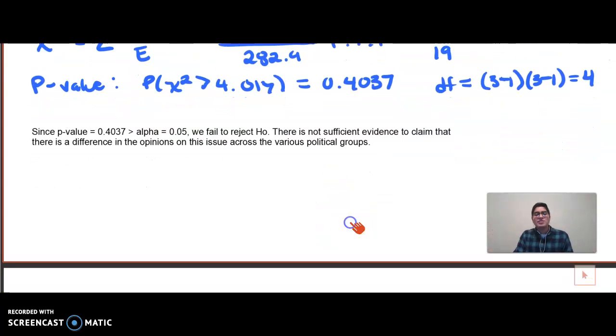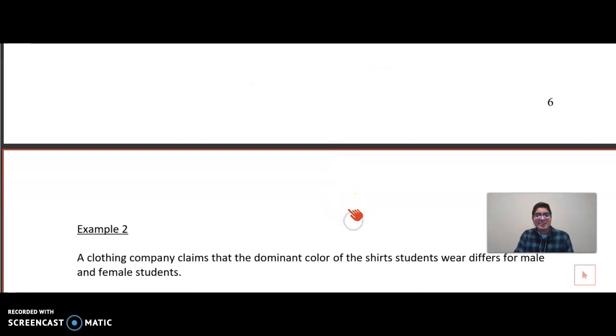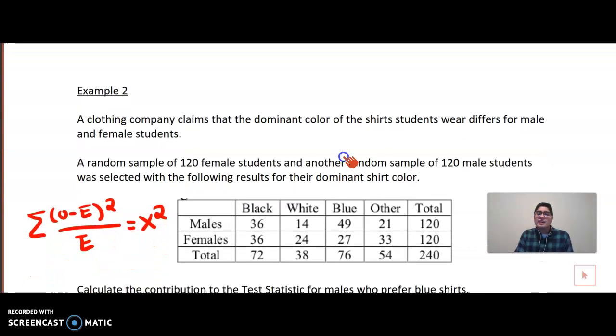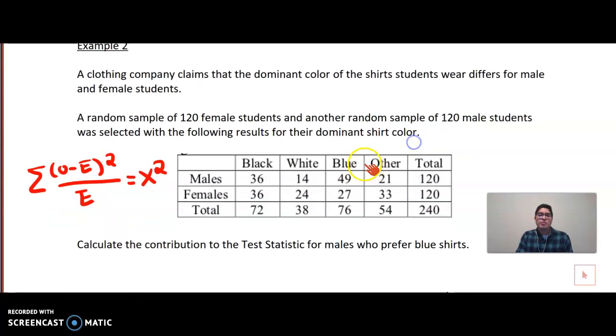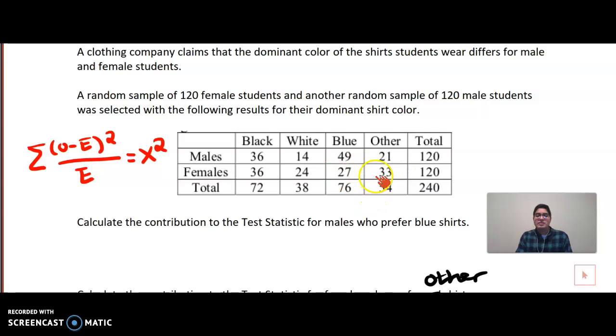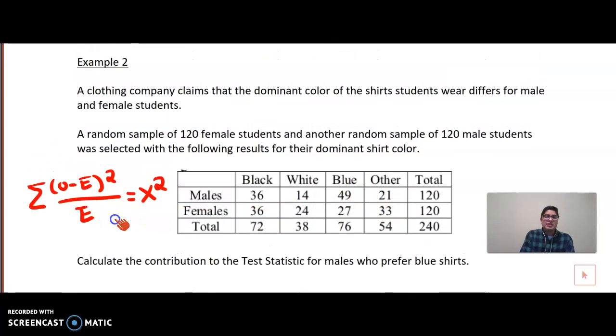Okay, so let's go back to our probability days and look at this next example here. A company claims that the dominant color of the shirts that students wear differs between male and female students. So notice I'm looking at two populations now, but I'm also looking at the shirt color preference. Now, a random sample of 120 female students is selected, and another random sample of 120 male students are selected, and the following results are for their dominant shirt color. And I'm given this two-way table. So go ahead and pause the video and attempt to find these test statistic contributions and probabilities.